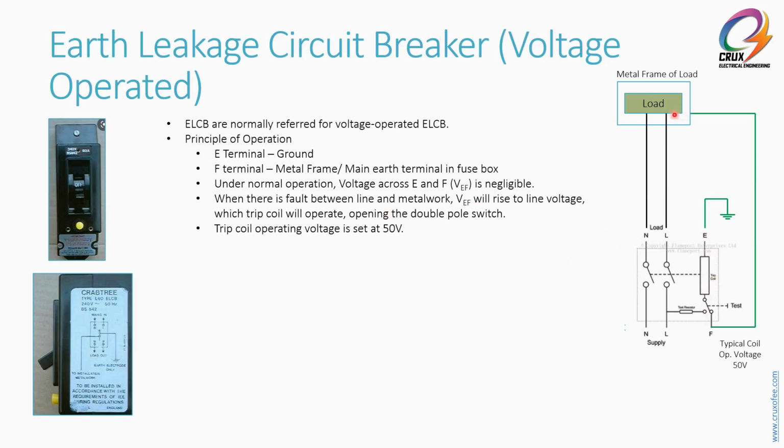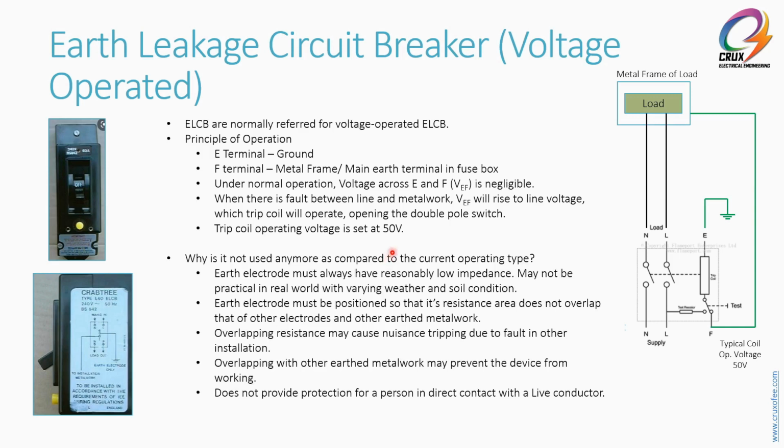When there is a fault, for example a live to ground fault or neutral to ground fault, there will be a voltage rise across E and F. Normally it will rise up to the line voltage, and this line voltage will trigger the tripping. So it operates based on the voltage built up across the E and F terminals. Normally the trip coil operating voltage is set at 50 volts. Why? Because 50 volts is typically the maximum voltage that is safe for a person to touch. That's why we set it at 50 volts.